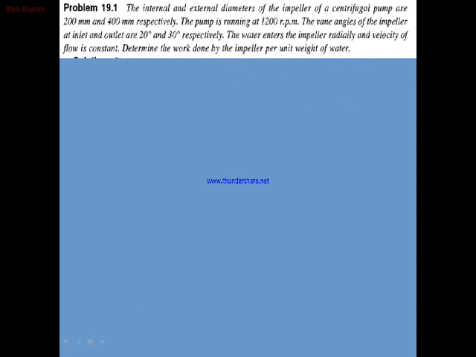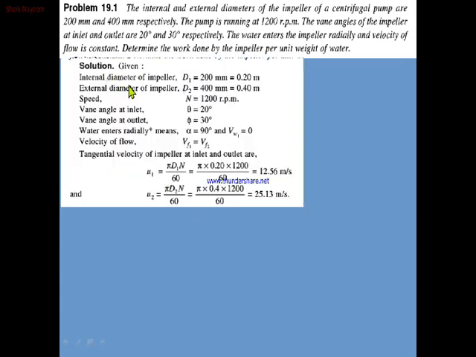So here we need to first write down the given data. Given data: capital D1 is the internal diameter of the impeller, D2 is the diameter at the outlet, and we have the speed. The vane angle at the inlet is given as 20 degrees, and the vane angle at the outlet is also given as 30 degrees. Water enters radially, so that means alpha is 90 degrees and the whirl component at the inlet is 0. The velocities of the flow at the inlet and outlet are equal.